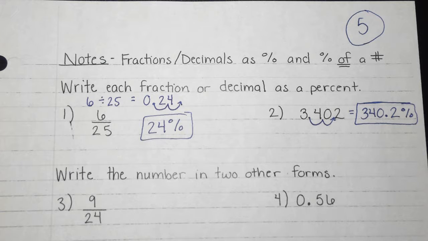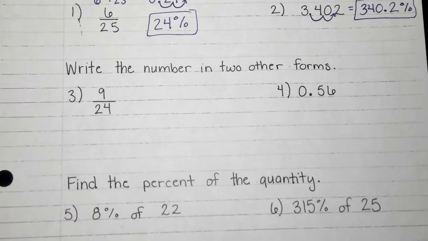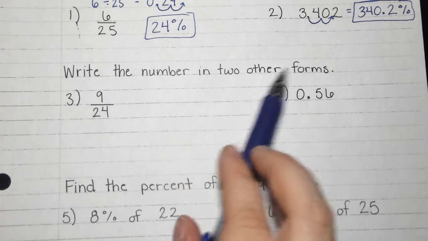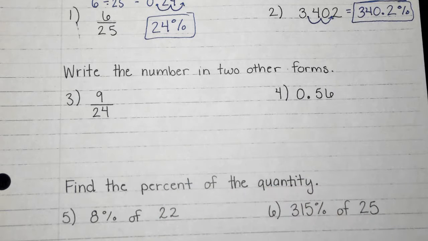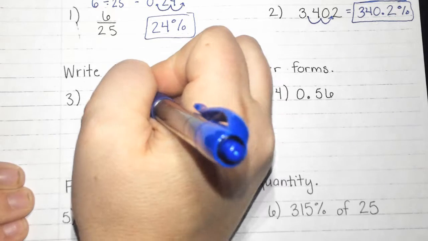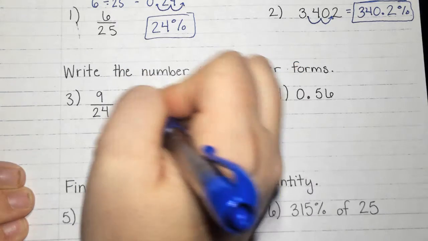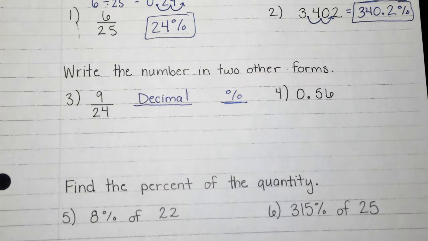All right. So that was review. So 3 and 4 are some more review. Because we're just taking the number and we're putting it in the 2 other forms. So if this is a fraction, what other forms do I need to write it in, Nick? Decimal and percent. Okay.